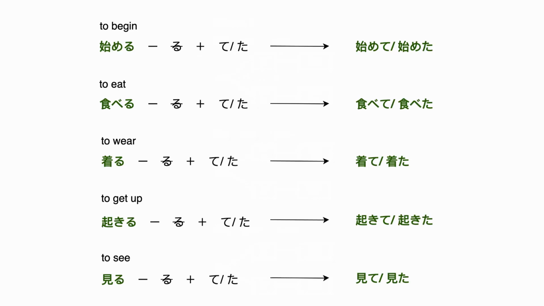And as for type 2 verbs, everything is so much easier. You simply drop the ru and add te for the te form and ta for the ta form. So, 始める becomes 始めて and 始めた. And 食べる becomes 食べて and 食べた. 着る becomes 着て and 着た. 起きる becomes 起きて and 起きた. 見る becomes 見て and 見た.